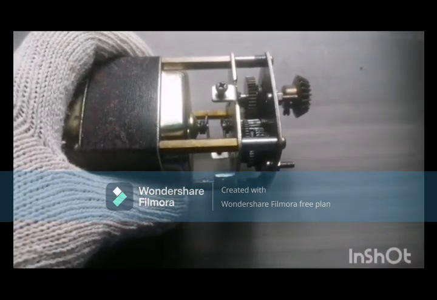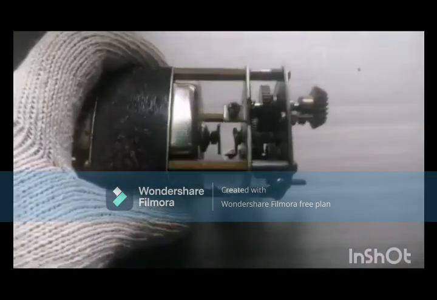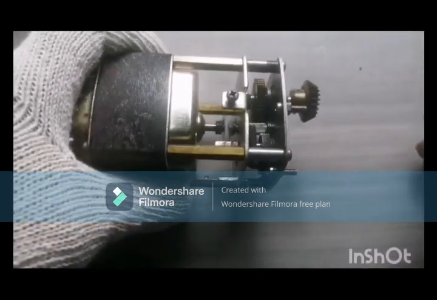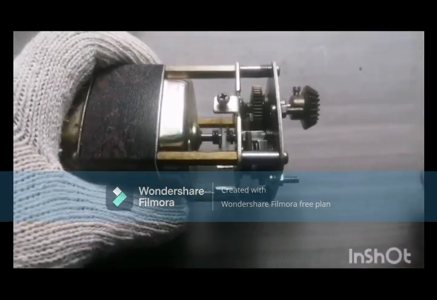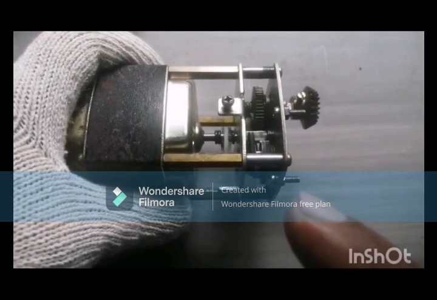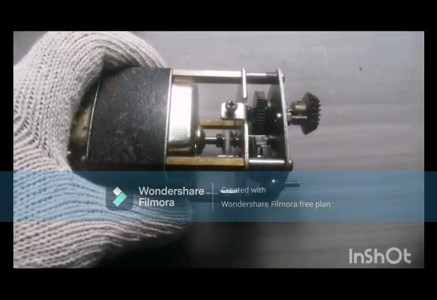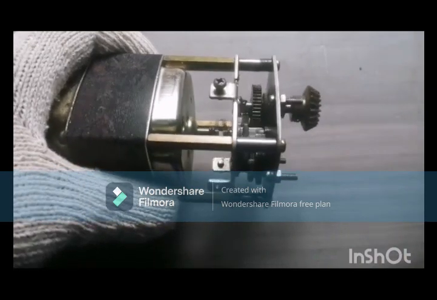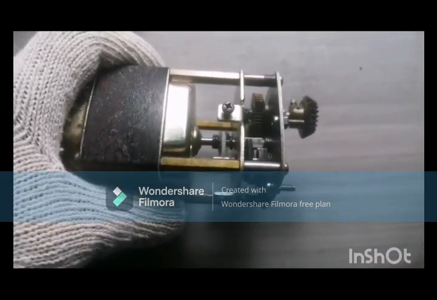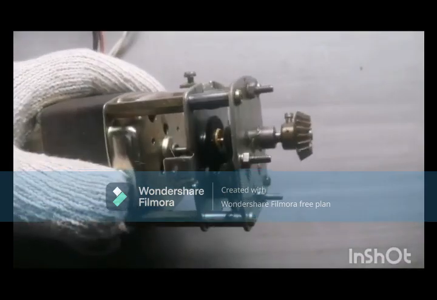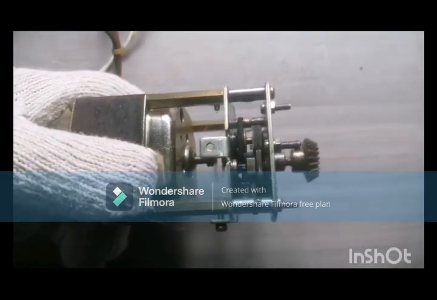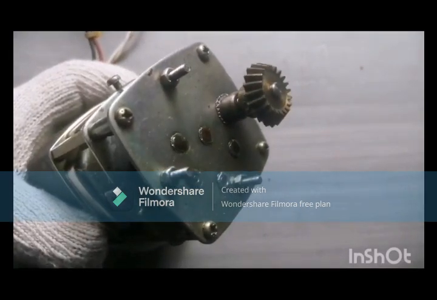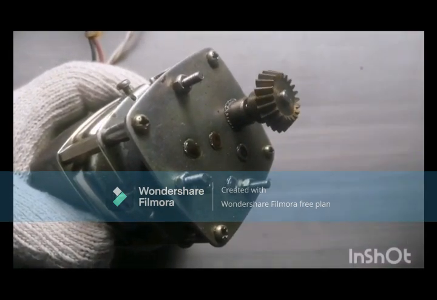I am going to start it. I am giving the line. Okay. Here is the main, and it has been slowed so much.